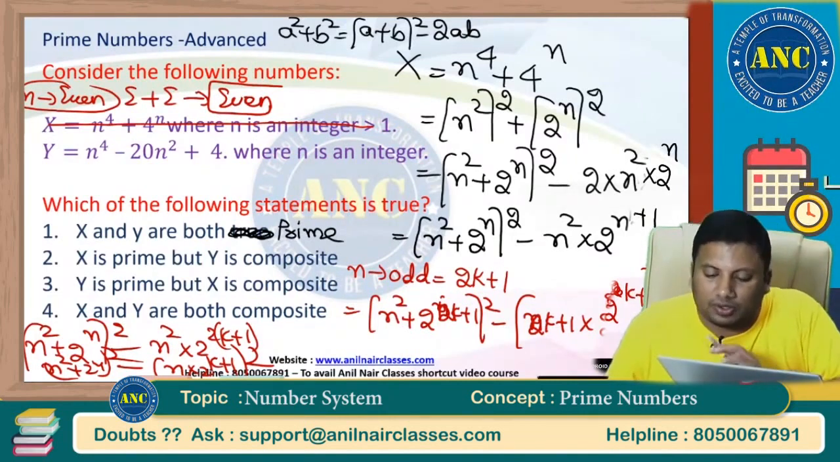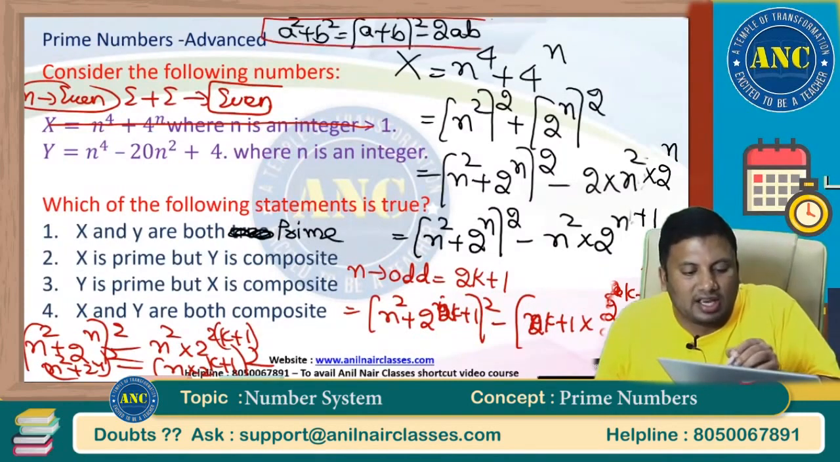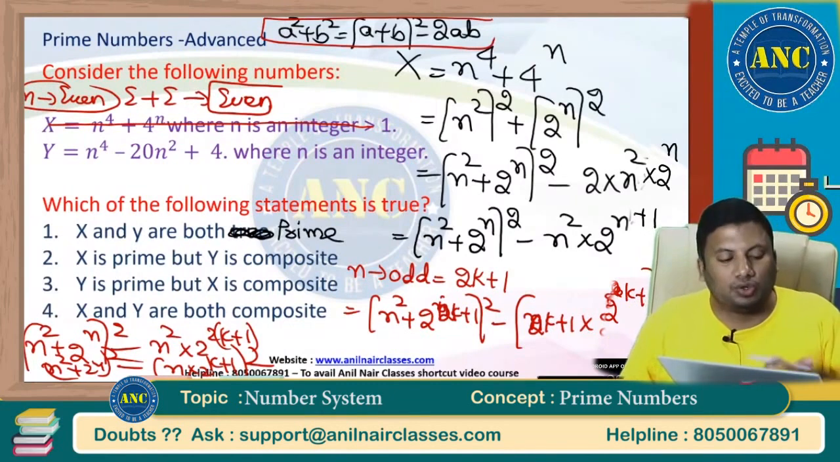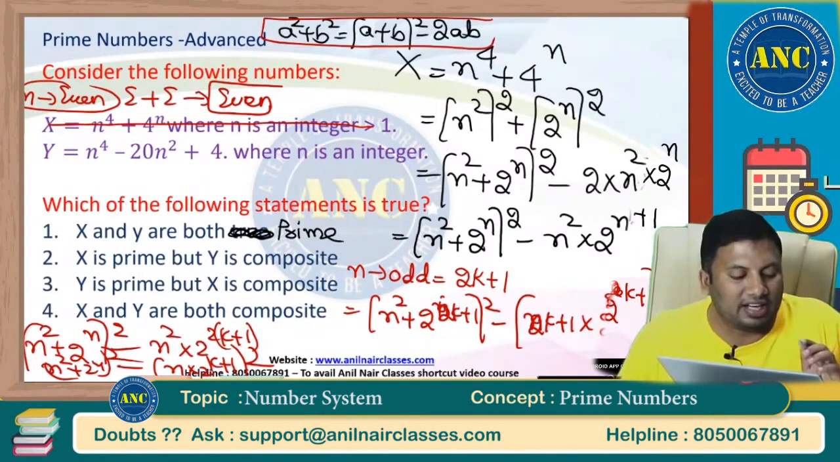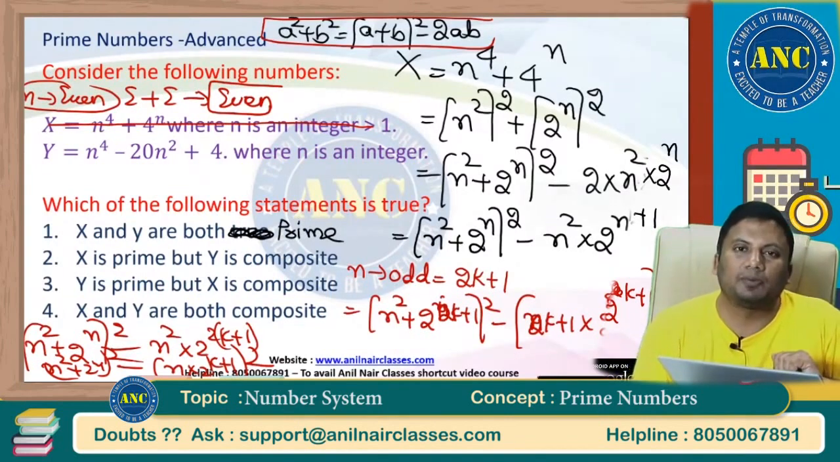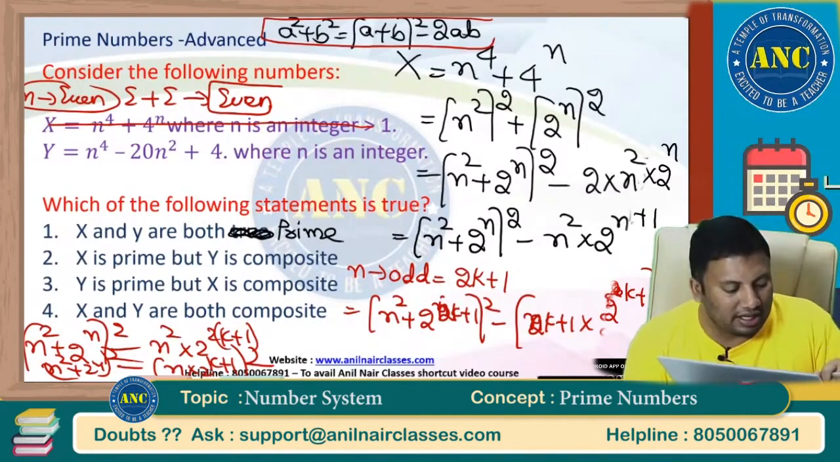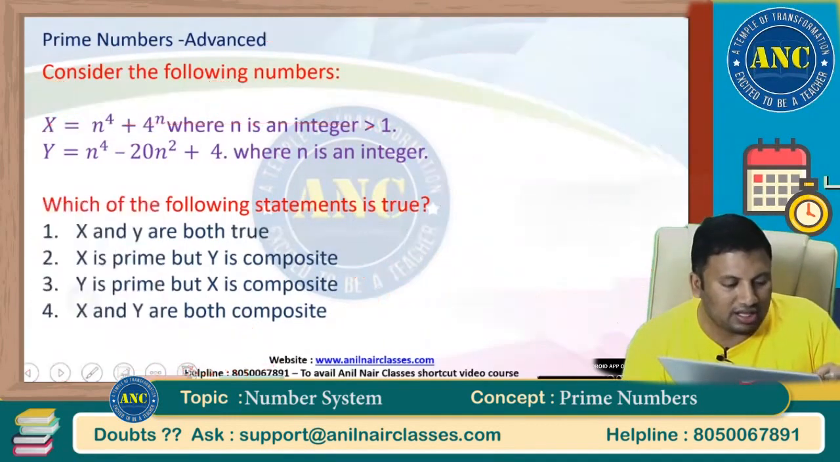(n square) whole square plus (2 power n) whole square. a square plus b square is (a plus b) whole square minus 2ab. n even, anyway it is not possible. Even plus even, odd, anyway it results in (a plus b) into (a minus b). None of them is giving me 1. So it is out. Second one, see here.